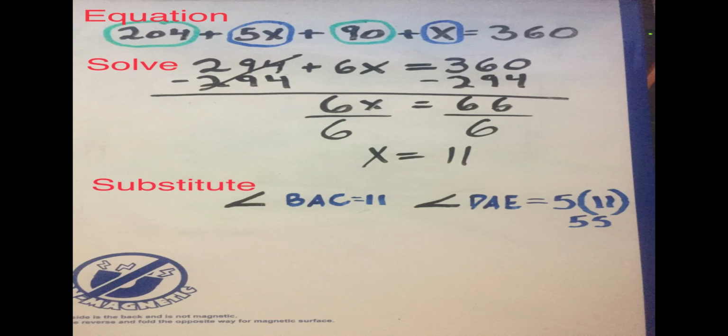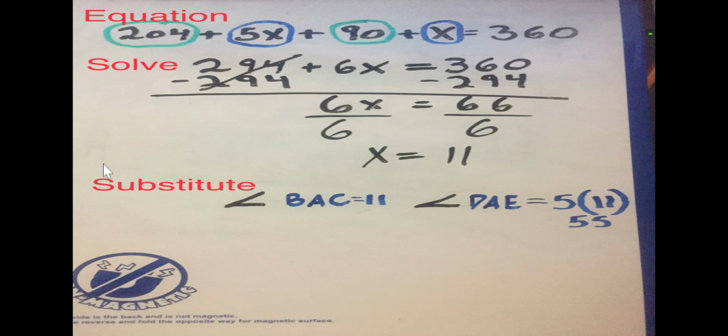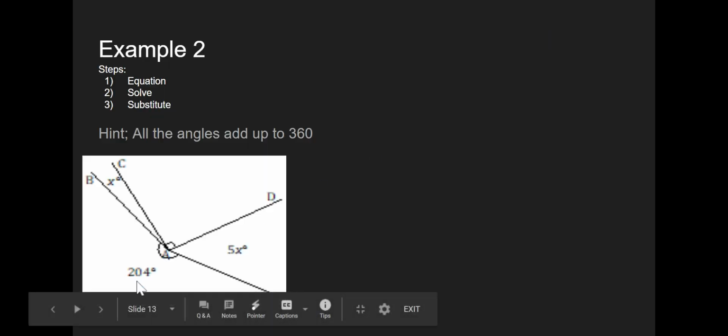All right, so before I get started, I just want you to see that I broke it down into the 3 steps that we spoke about. Equation, solve, and then substitute. So for our equation, I had 204 plus 5x plus 90 plus x equals 360. Okay, let's take a look at the diagram one more time. So we have 204 plus x plus 90. Remember, this little box right here tells us that this angle CAD is 90 plus 5x equals 360.